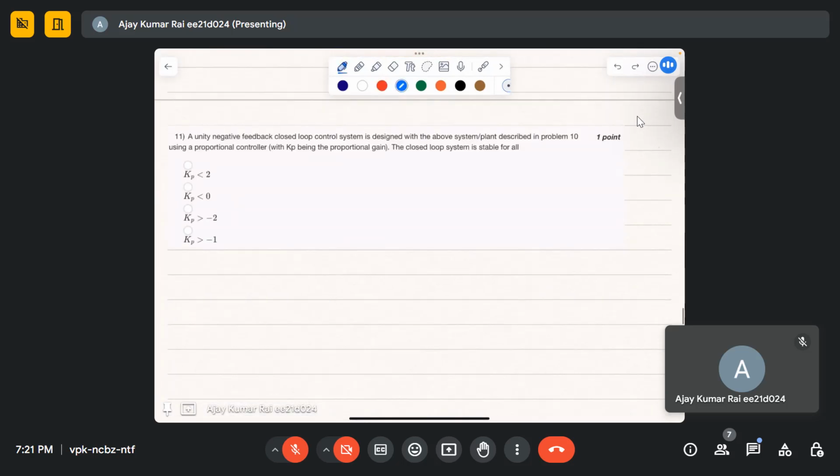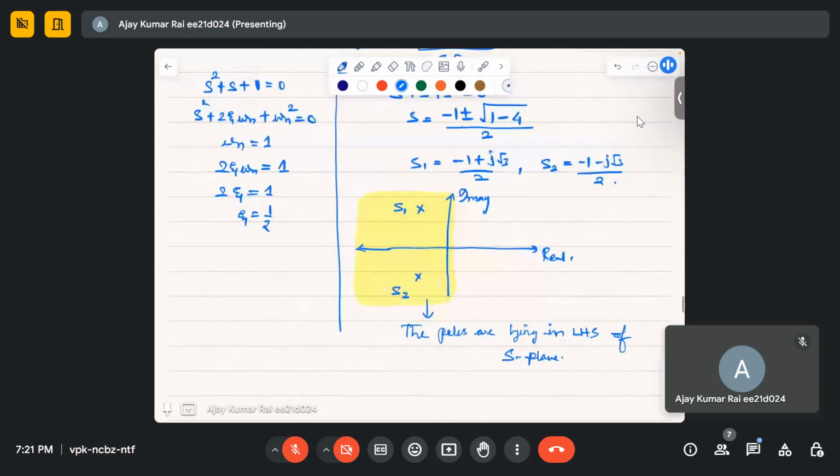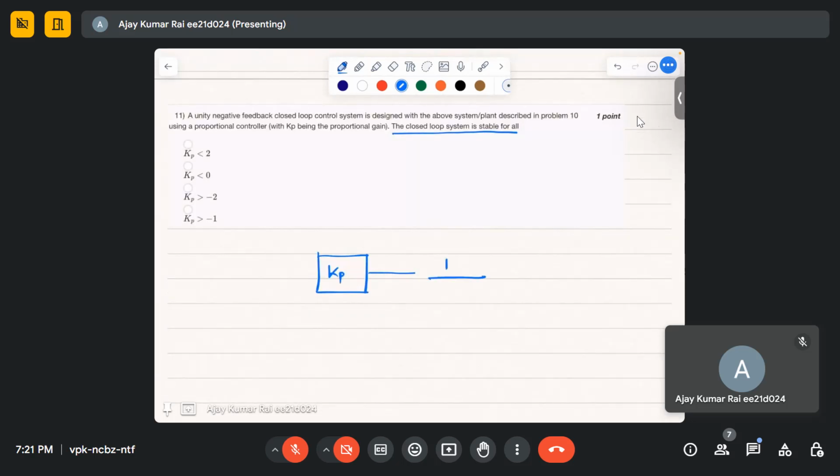Okay. A unity negative feedback closed loop control system is designed with the plant described in problem 10, using a proportional controller with Kp being the proportional gain. The closed loop system is stable for all what values? So we have to find out for what value of Kp the closed loop system is stable. The controller is this, and the plant given in question number 10 is this. For the unity feedback, like this.